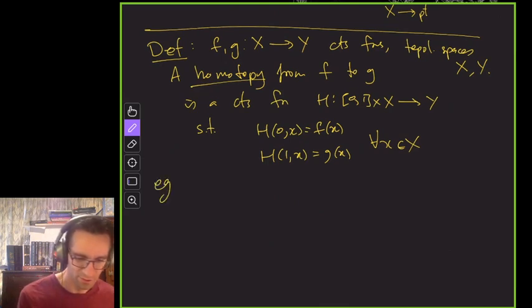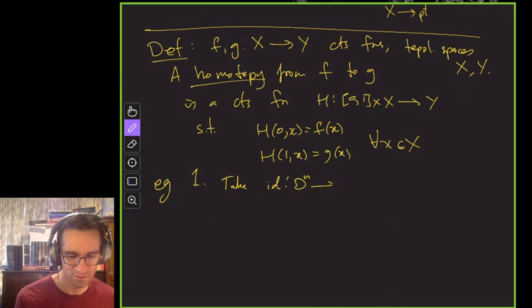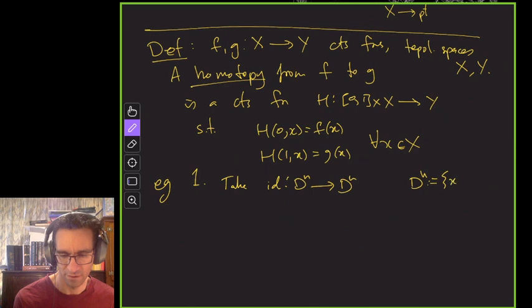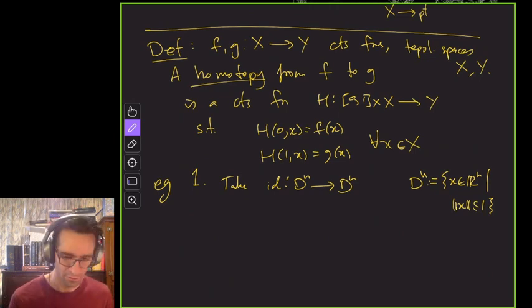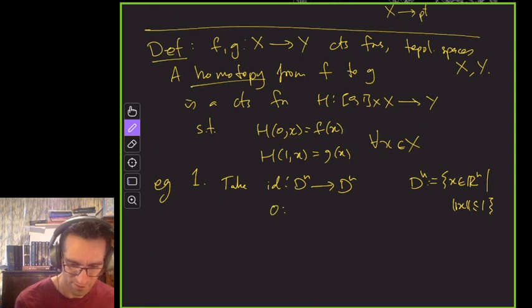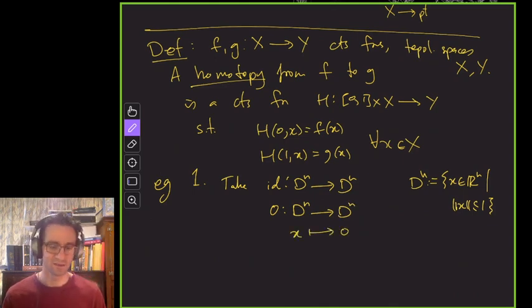So let's have an example. So let's take identity from the n-disk to the n-disk. I should define what this is: x in R^n of length at most 1. So D2 is the closed unit disk in the plane, and I'm going to do the 0 map for want of a better. It's a constant function that takes the value 0.